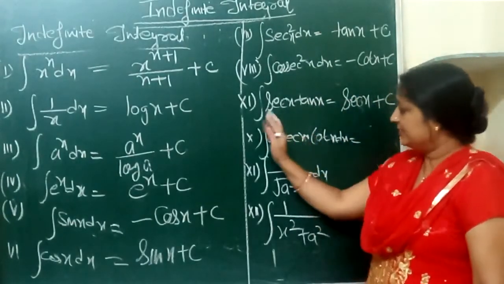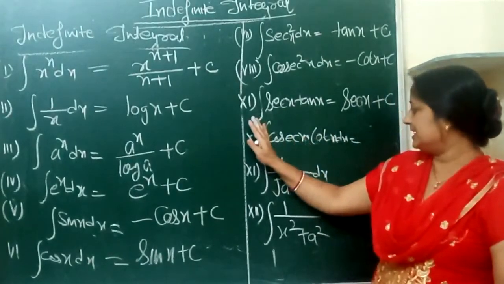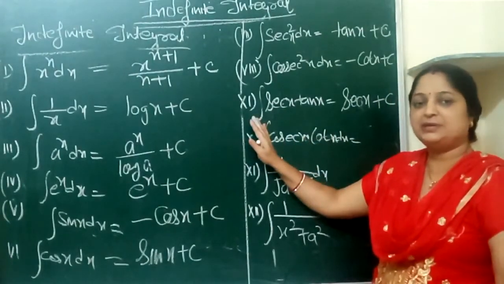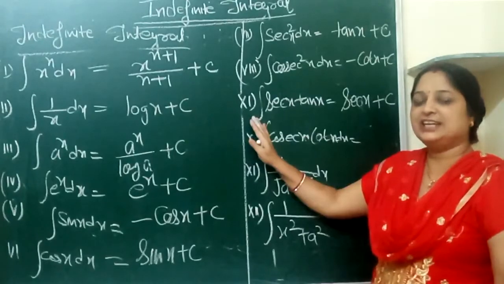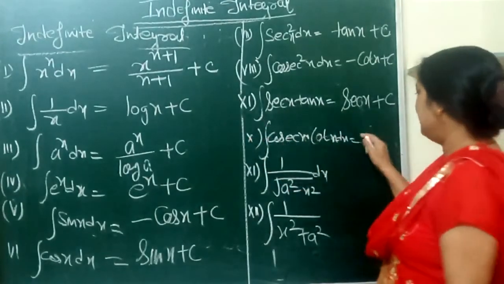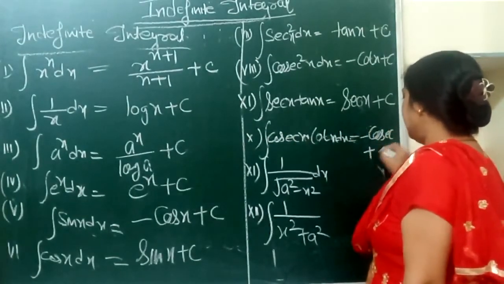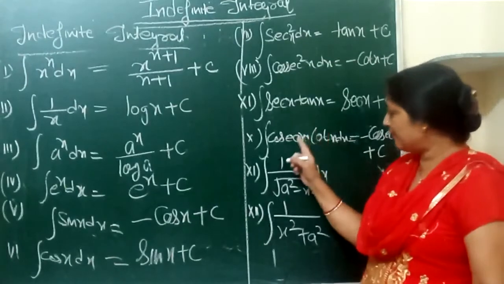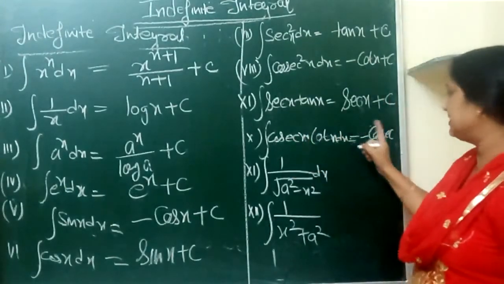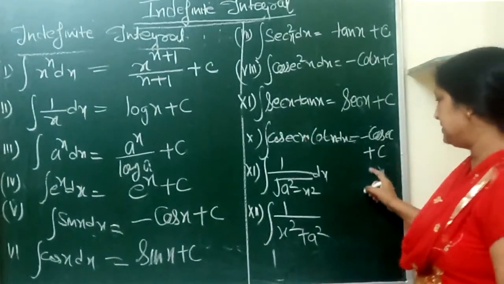Now leave this, cosec x into cot x. This is the derivative of which term? This is the derivative of cosec x, with a minus sign. So it will come minus cosec x plus c. It means the integration of cosec x into cot x is minus cosec x plus c.